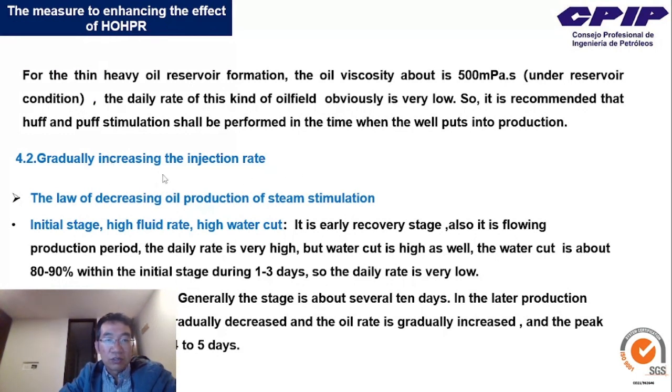The law of decreasing oil production of steam stimulation. Initial stage, high fluid rate, high water cut. It is the early recovery stage, also called the following production period. The daily rate is very high, but the water cut is high as well. The water cut is about 80 to 90% within the initial stage during 1 to 3 days, so the oil daily rate is very low.